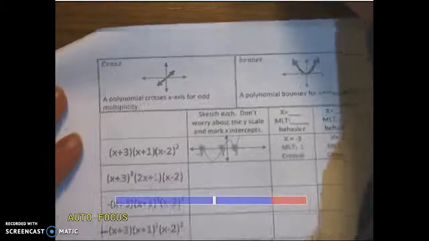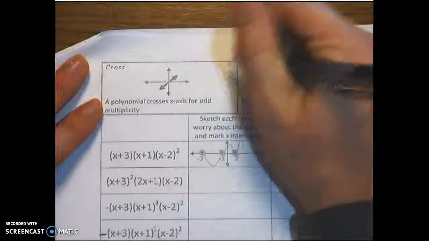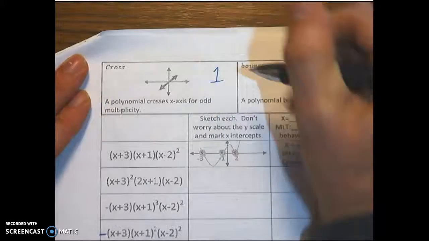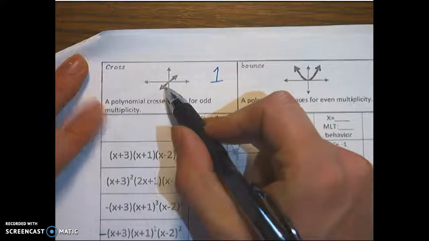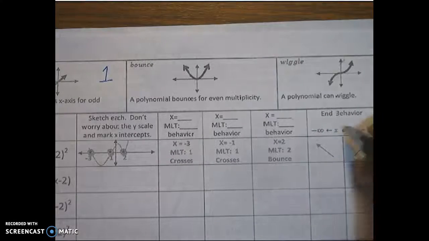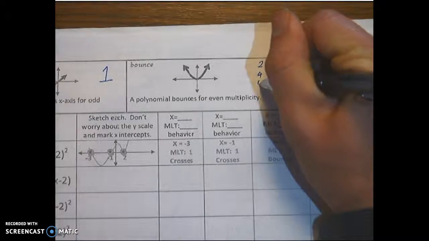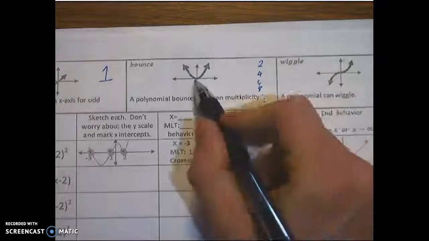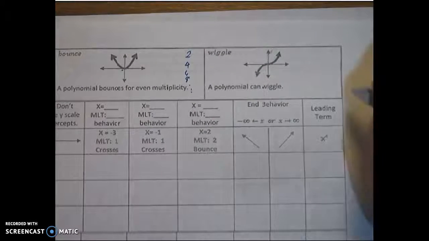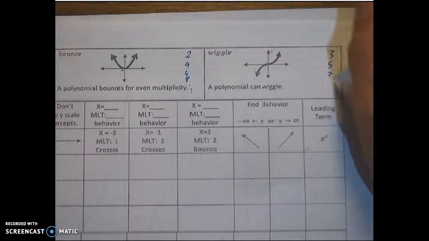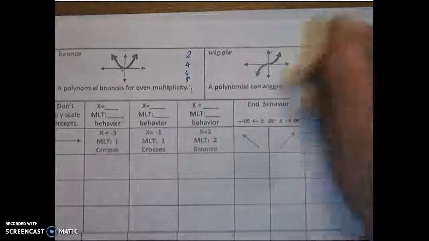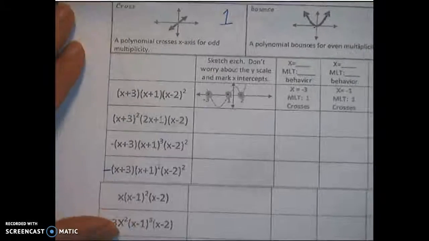First off, when it's to the power of 1, it's simply going to cross. When it's the power of 2, 4, 6, 8, and so on, it's going to bounce. When it's the power of 3, 5, 7, 9, 11, and so on, it's going to wiggle. So I'm looking at this function right here.